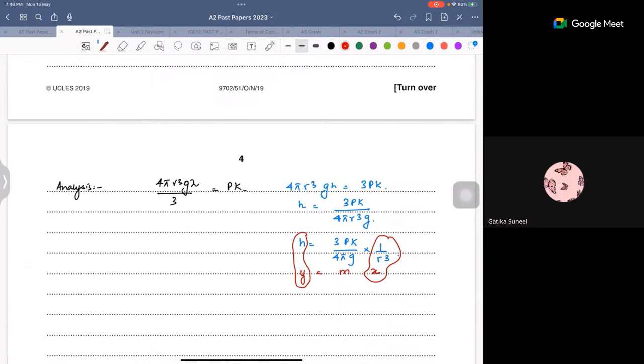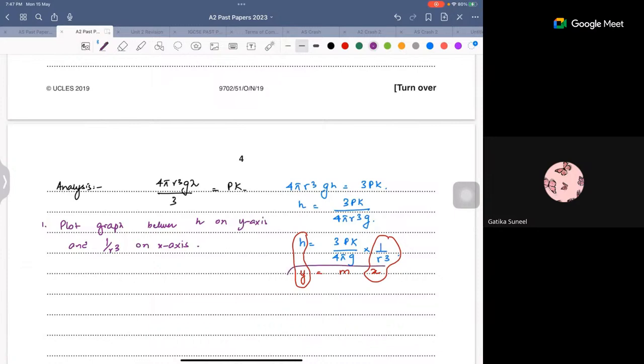And now you start writing. Okay, you say, plot graph between h on the y-axis and 1 upon r cube on the x-axis, like that. Okay, so this should be your first point to make.